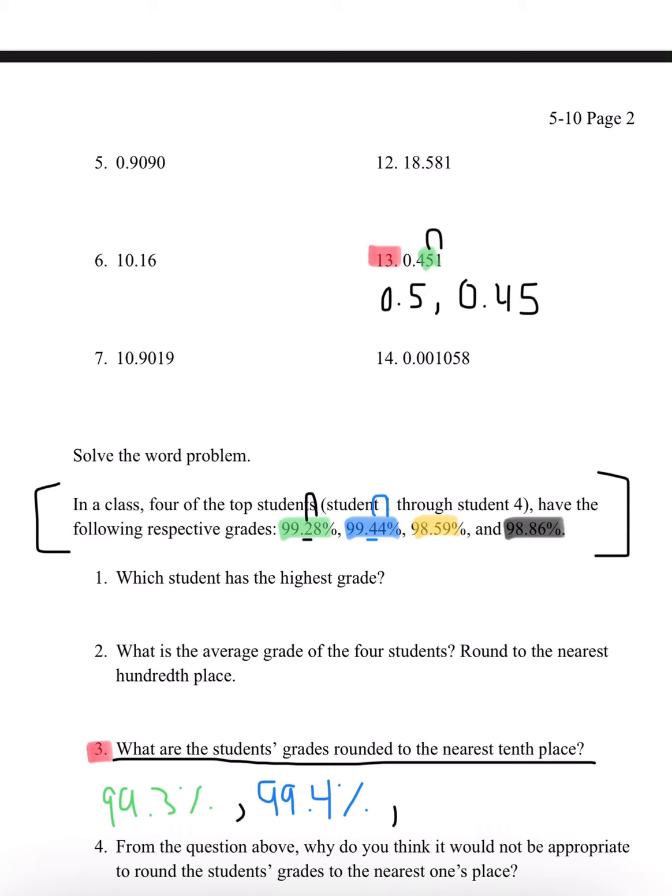The yellow one, which is 98.59%. We look at the tenths digit, which is 5. Look behind it, which is a 9. So that means we do round it. So when we round it, it's going to be 98.6%. Lastly, the black one, which is 98.86%. If we look at the tenths place, it's an 8. Behind it is a 6, which means we round it. So it's going to be 98.9. Don't forget the percentage. And that's the answer.